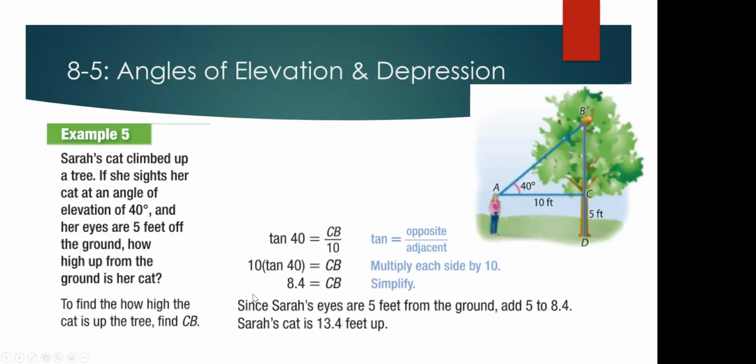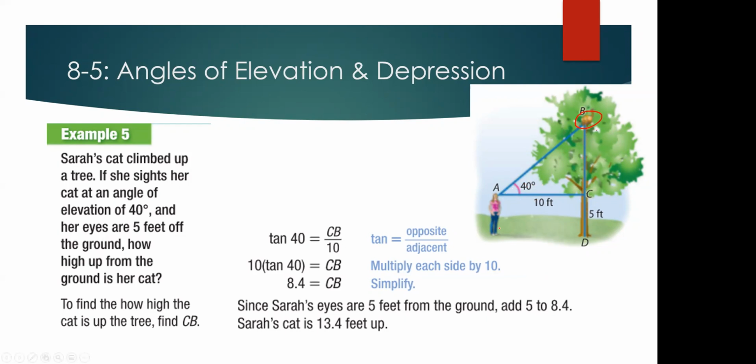Okay, so this gets into the angles of elevation and depression. Here it talks about Sarah's cat. She climbed up a tree, so there's her little cat up here. If she sights her cat at an angle of elevation of 40 degrees and her eyes are 5 feet off the ground, how high up from the ground is her cat? You're looking for this whole length, and then you can add that to 5.